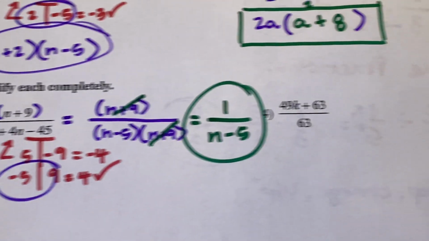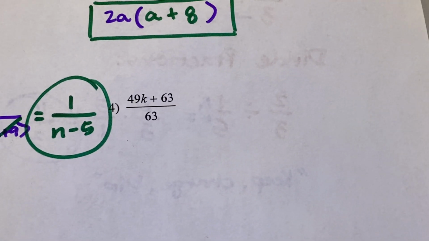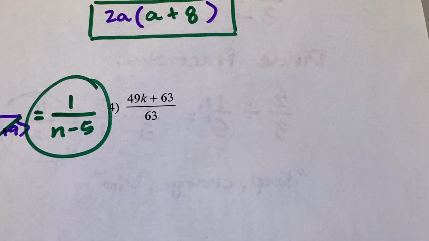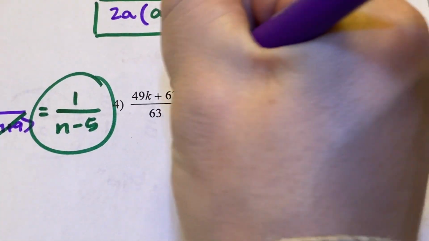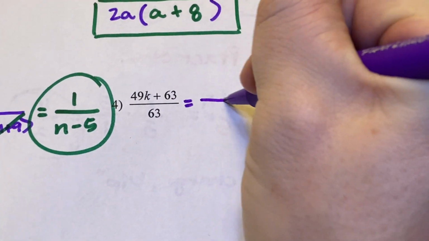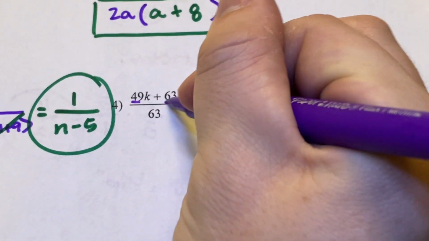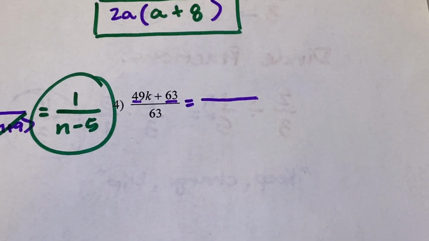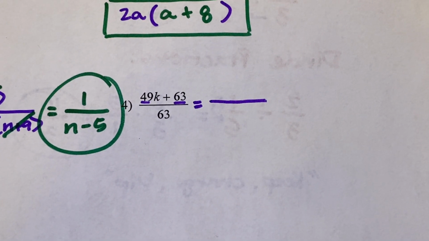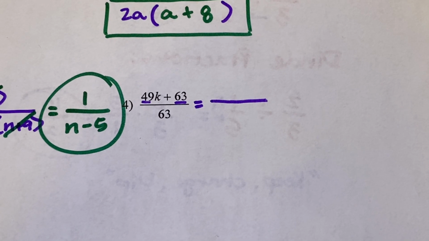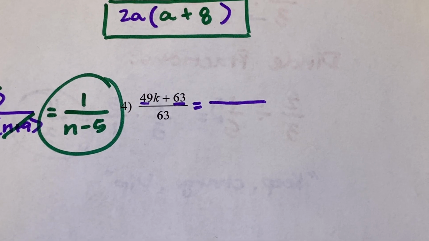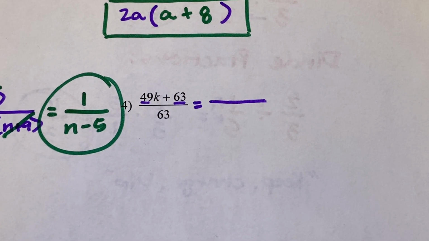Now, number 4. We're still factoring these, it's just a little different. Our numerator, 49K plus 63. Do they have something in common? Is there something we could divide both 49 and 63 by? Not 3, I don't think. What'd you say, Braden? 7. Beautiful. I agree. That's the biggest one.